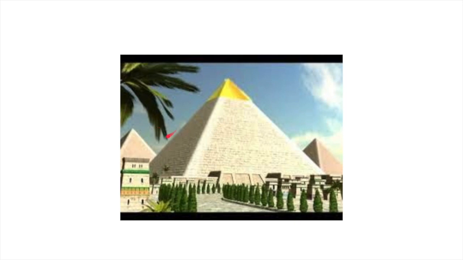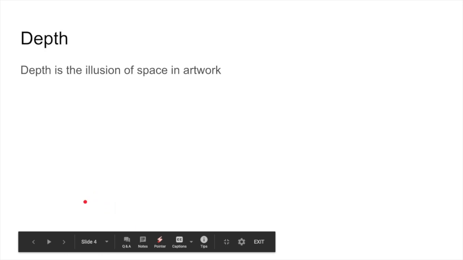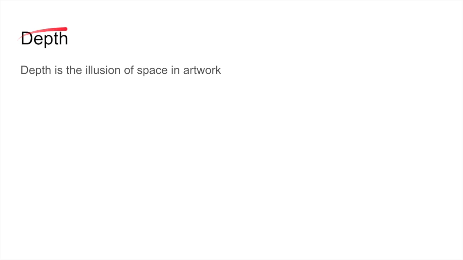Another thing I want to think about as we think about this lesson is how artists create depth. Or how do they make stuff look close and far away? So I'm going to review some of the ideas we just talked about. Depth, of course. Depth is the illusion of space in artwork.